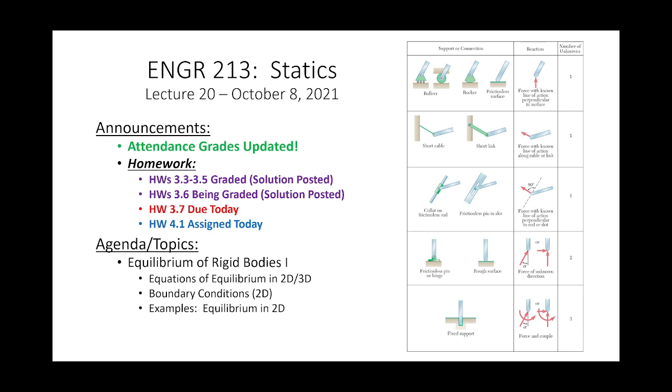We got some headway on the homeworks. Homeworks 3.3 to 3.5 have been graded and the solutions posted. 3.6 was being graded. I checked this morning, and I think there were still some outstanding assignments, so I don't think it's visible yet. But homework 3.7 is due today, and homework 4.1 is assigned. So that should tell you we're beginning a new module in the course.